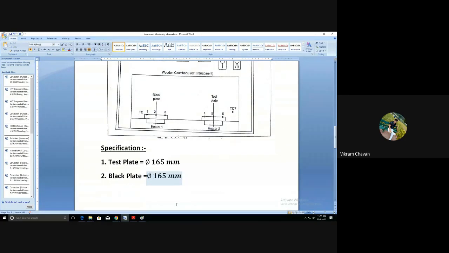Just one specification is more important, that is the diameter of that particular plate, and we are going to consider the same diameter for both the plates, for the black plate also and for the test plate also. Okay, so the geometry we are going to consider as the same one.